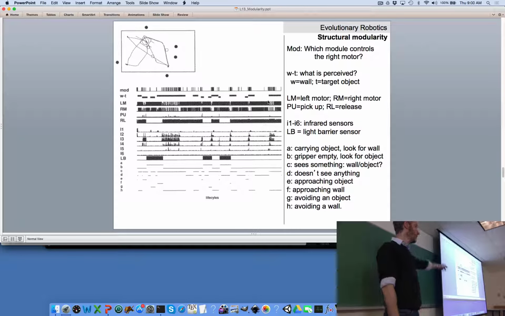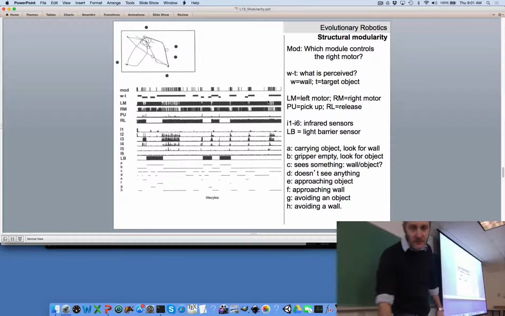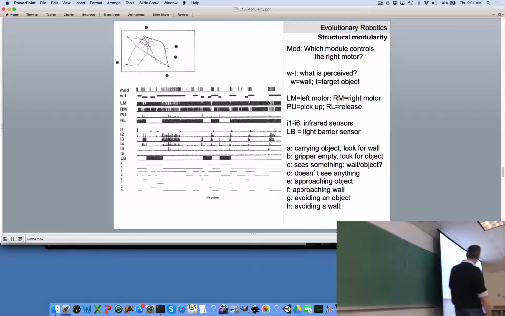Do any of these human-defined subfunctions seem to correlate with the two modules? C is pretty close. Yes, kind of. Again, kind of. Do you see anything, a wall or an object? That's what C is. Not really. H is kind of close, but again, there are places where it's different.